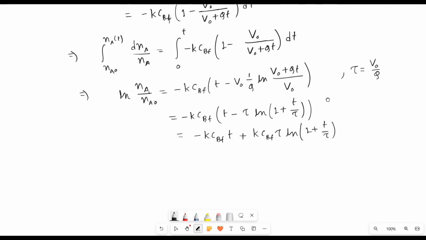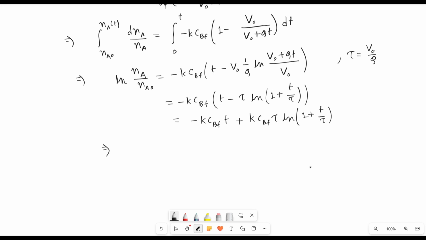Now if you take the anti-log or reverse this expression, you will get NA naught. The natural log can go to an exponent, so we get 1 plus t by tau, raised to the power k CB feed tau, into e to the power minus k CB feed t. So this is the variation of NA with time.